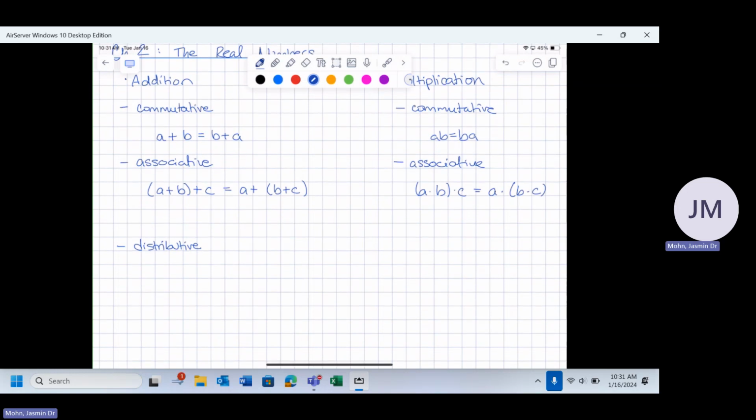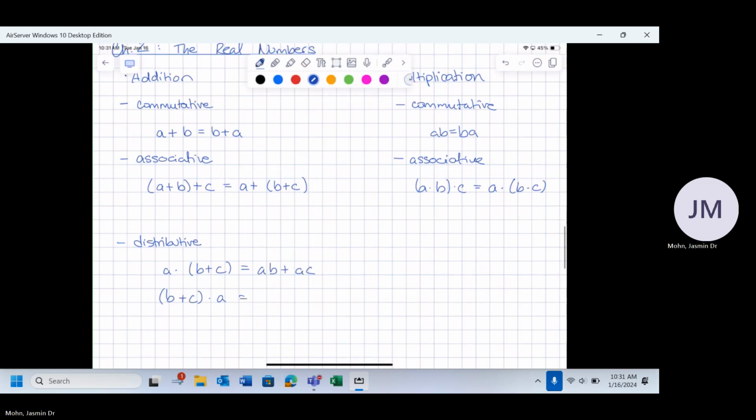And then for the distributive property, we have A times (B plus C) equals AB plus AC, or (B plus C) times A is, well, actually, let's keep the order the same, BA plus CA. There's another property. Both of these. Identity, right? We have the existence of an identity element.